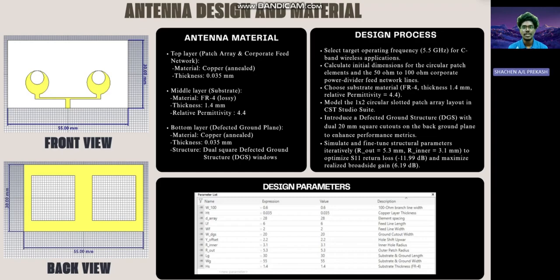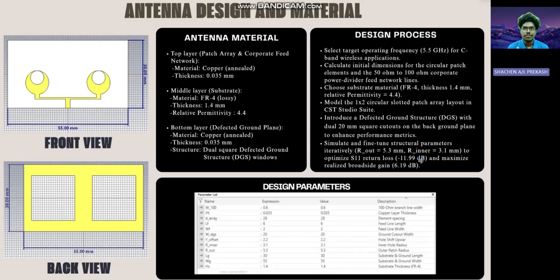Before we go into the design process, I would like to explain the design front view and back view. So this is the front view and this is the back view. The front view has two circles, which is our first proposed method, the circular patch. So this is the circular patch. The second method is the 1 times 2 array. Both combined become the 1 times 2 array. So in one design, we have explained two methods using a single design. So this is the front view, this is the back view.